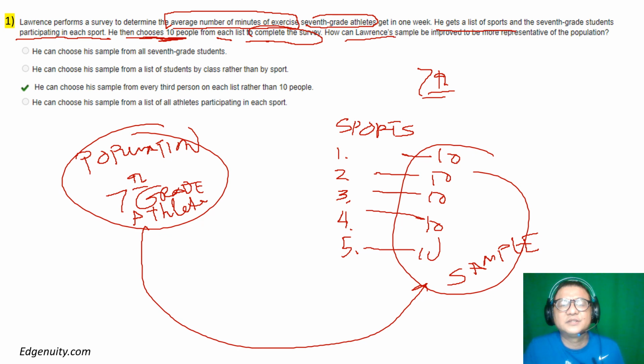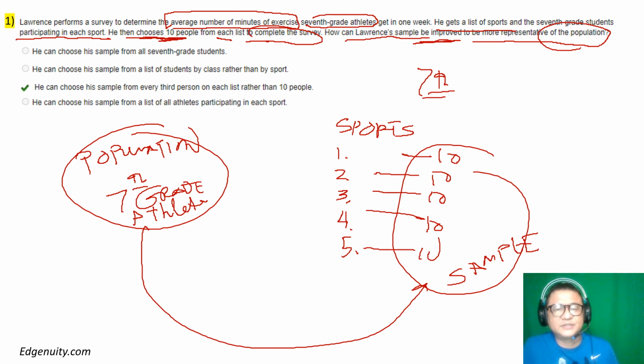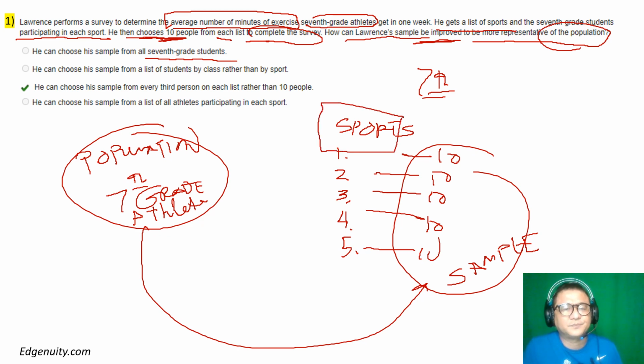How can Lawrence's sample be improved to be more representative of the population? He chose 10, 10, 10, 10, 10. That's 50, right? He can choose his sample from all seventh grade students. No, his only focus would be the sports, right? He can choose his sample from a list of students by class rather than by sport. No, because the population should be athletes, right? So it cannot be that.